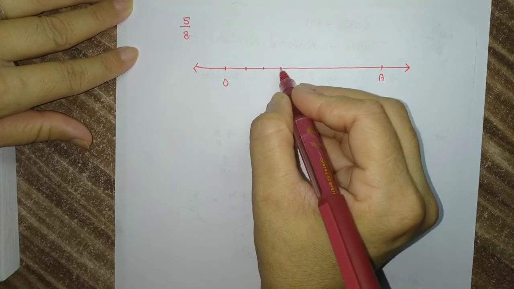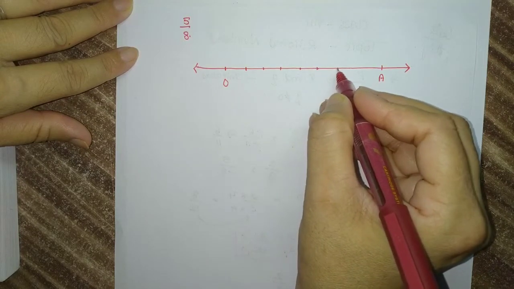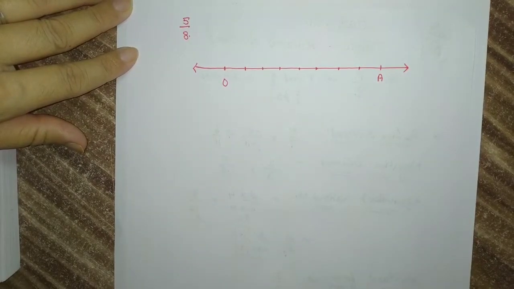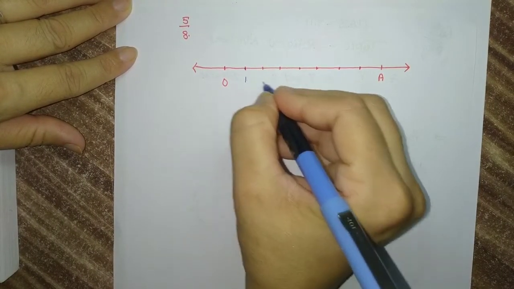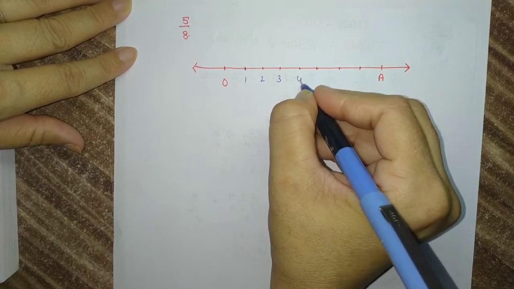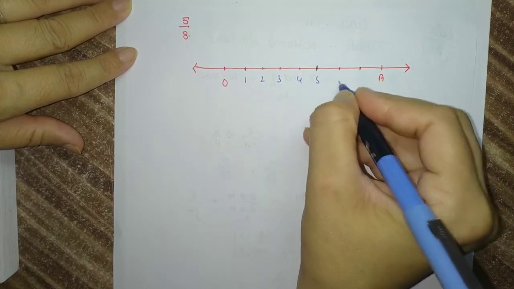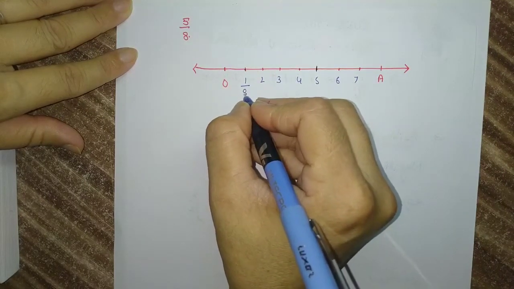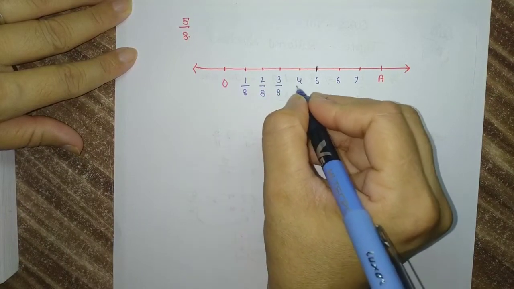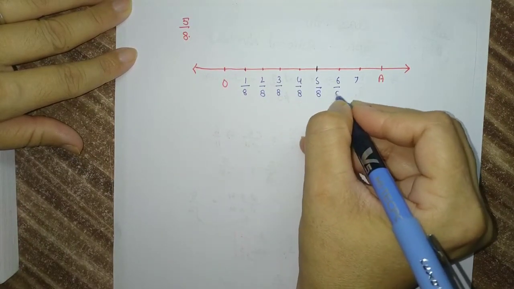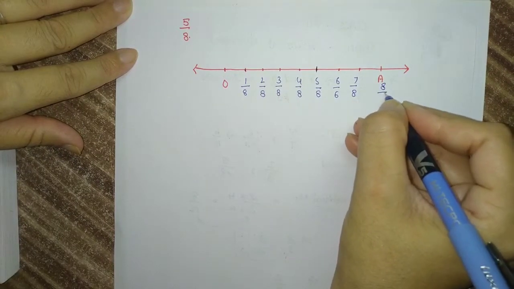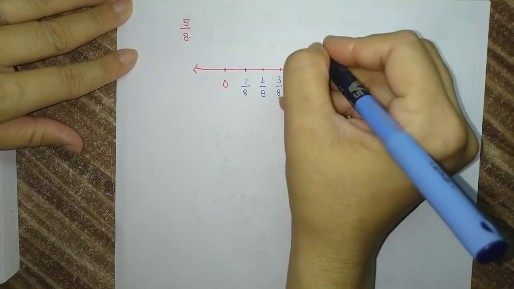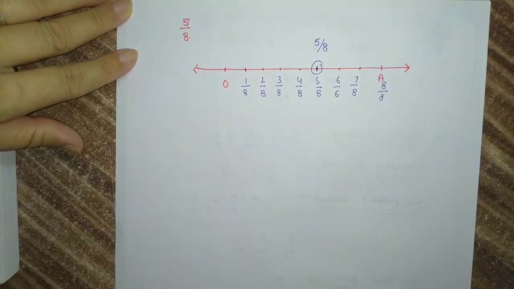1 2 3 4 5 6 7 and 8. According to the numerator, count this one. 1 2 3 4 and 5. 5 is here, then after that 6, 7. So we can say 1 by 8, 2 by 8, 3 by 8, 4 by 8, 5 by 8, 6 by 8, 7 by 8 and the final 8 by 8. That is 1 only. So where is 5 by 8? Here. Now we have represented our rational number on the number line.